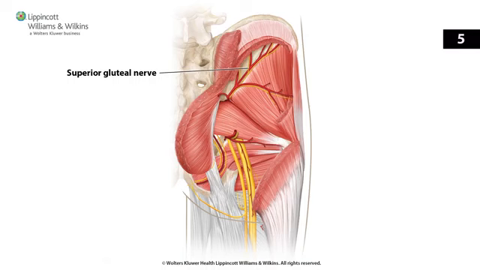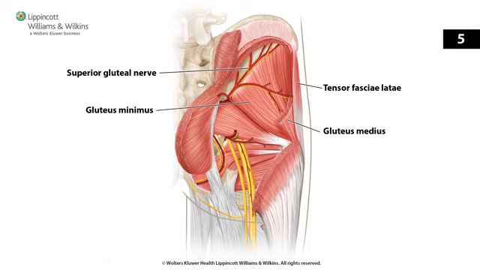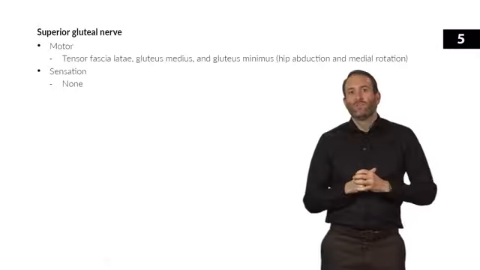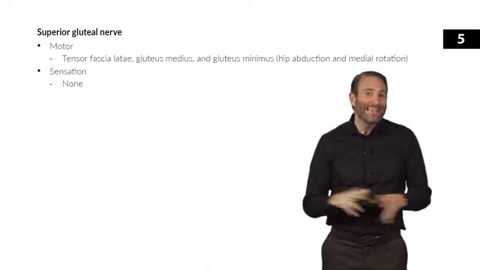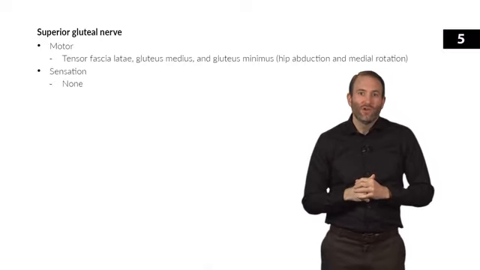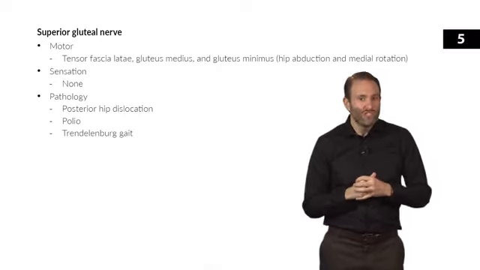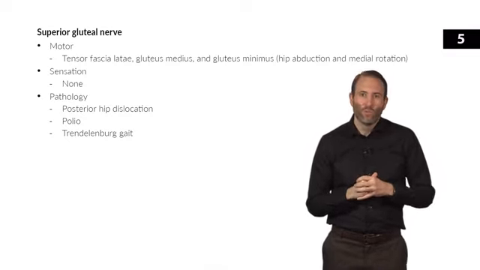Let's move on to the superior gluteal nerve. So the superior gluteal nerve, it's going to innervate the tensor fascia lata, the gluteus medius, and the gluteus minimus. And these are involved with hip abduction and medial rotation of the thigh. So hip abduction, medial rotation of the thigh, remember that. Now the superior gluteal nerve does not supply any sensation to the leg, so that's easy. And this nerve tends to be injured with posterior dislocation of the hip.